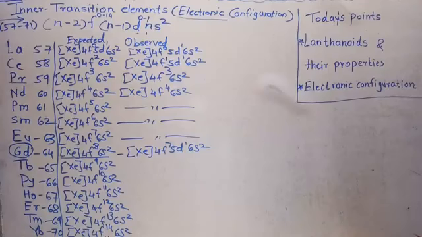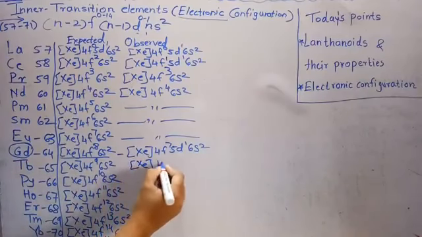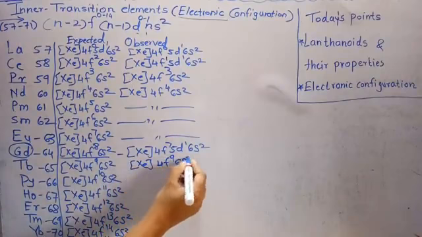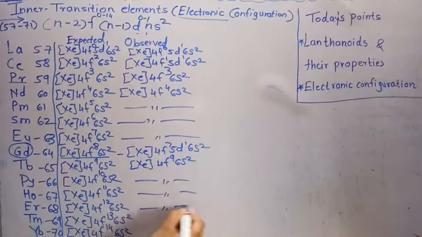Then after gadolinium, all the remaining ones show the same electronic configuration as the expected, that is xenon core 4f9 6s2, and so on. The last element, lutetium, also shows the same, xenon core 4f14 5d1 6s2.